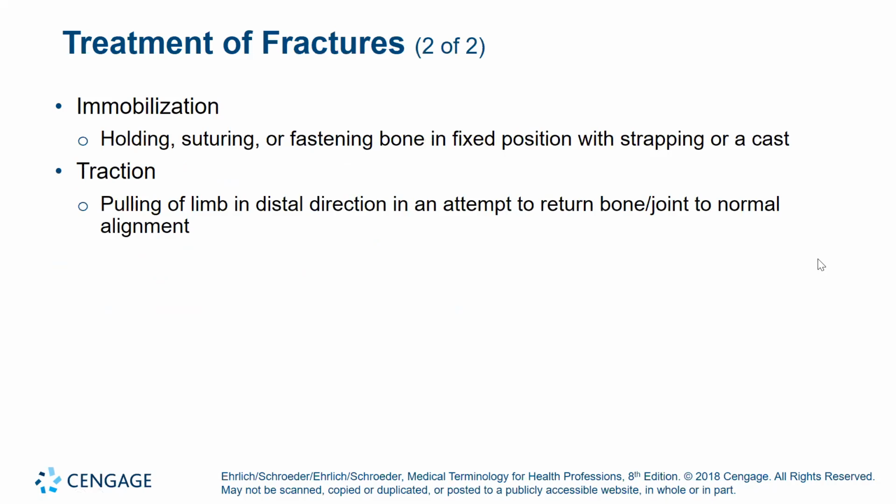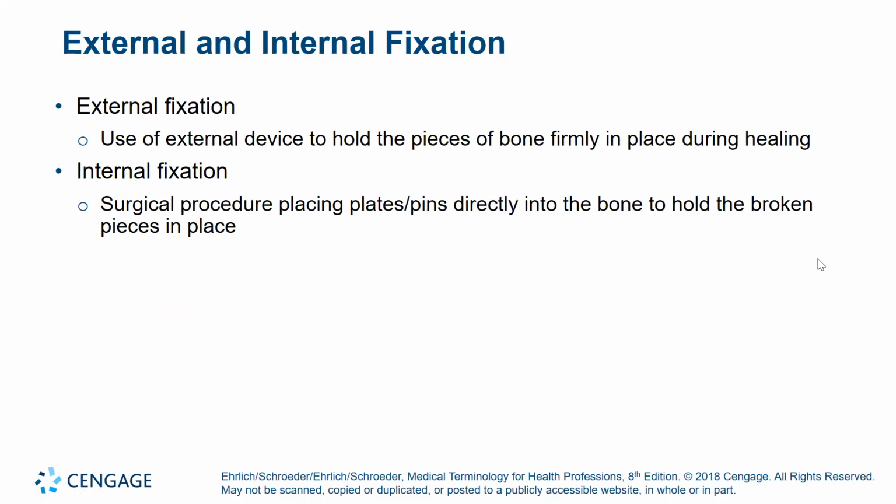And then we have traction. This is pulling of a limb in a distal direction in an attempt to return a bone or joint to normal alignment. External fixation, use of an external device, I should say, to hold a piece of bone firmly in place during healing. And then we have the internal fixation. They place plates and pins directly into the bone to hold the broken pieces in place. So we have external and internal.